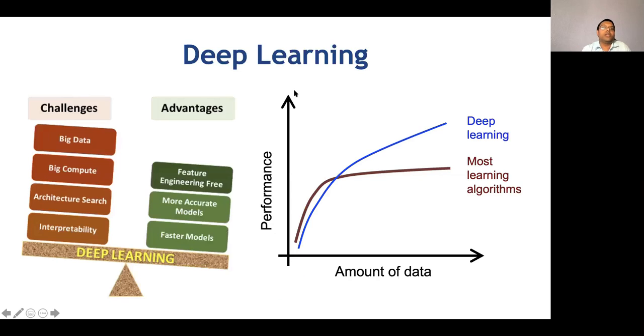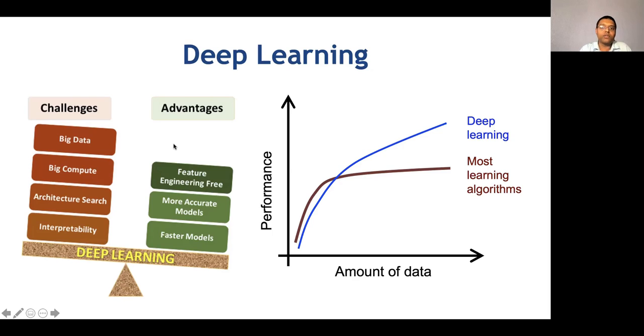But like any other technology, deep learning has its advantages and challenges. So we already saw that it requires big data and big compute for it to work. Also, architecture search and interpretability are other challenges because there's no optimal way to find the best architecture for a given problem, although there are some guidelines. And similarly, it's not straightforward to interpret a deep learning model and understand why it is making certain predictions on some data. Although it is possible to interpret it to some degree, it's not as straightforward as traditional algorithms. But typically, the advantages of deep learning outweigh the challenges most of the time.